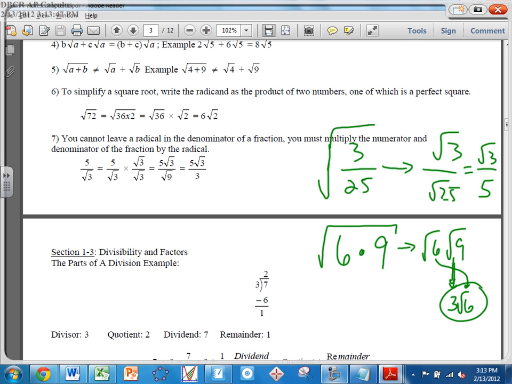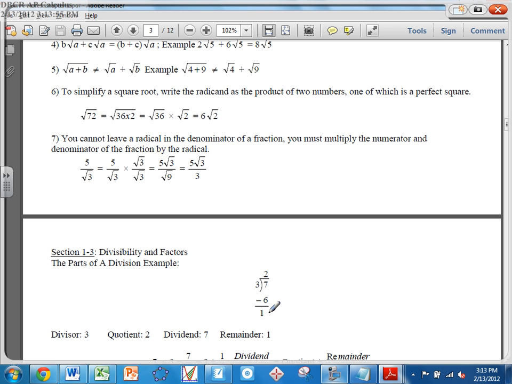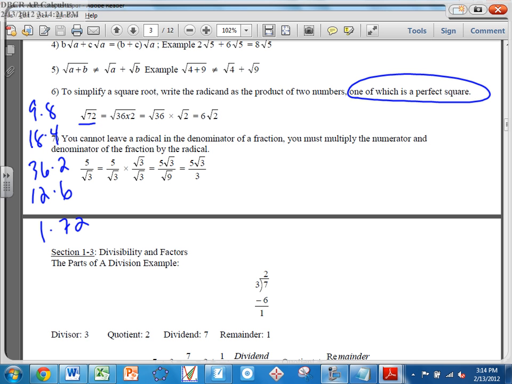Now, to simplify a square root, we're going to use what we just showed right there. The whole idea is to find two numbers that multiply, one of which is a perfect square. The example is quite simple here. Radical 72 can be broken up into 9 and 8, 18 and 4, 36 and 2, 12 and 6, and 1 and 72. Look at all those combinations of factors. Now, here's what you want to notice. You want one of them to be a perfect square. There's a perfect square here, here, and here. There's not here and not here, so those are out for sure.